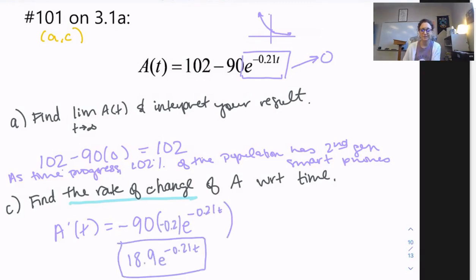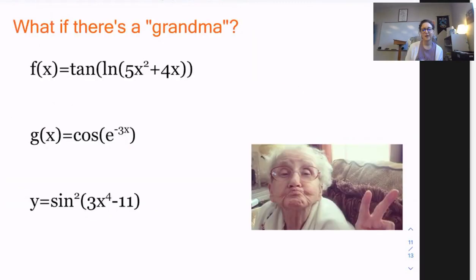All right, so negative times a negative is a positive, and then if we multiply those two coefficients together, we should get 18.9 e to the negative 0.21 t. Okay, so now let's get to our double compositions. In other words, what if there's a grandma, right?